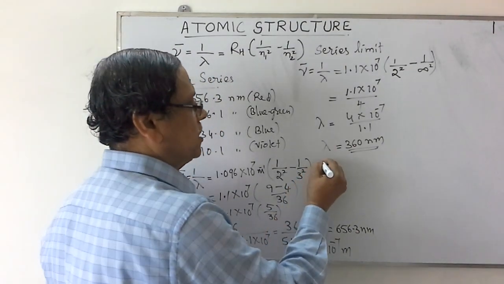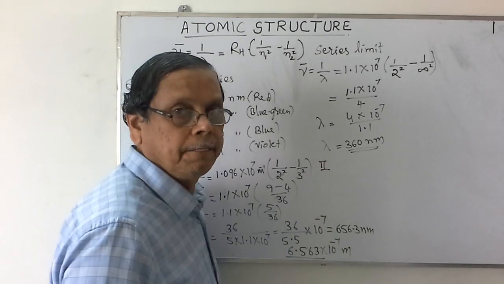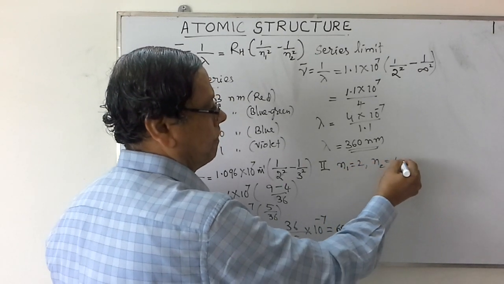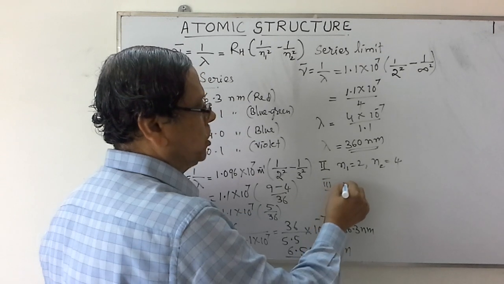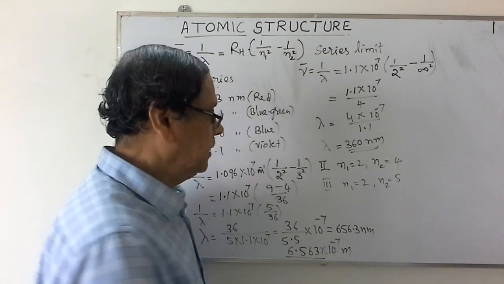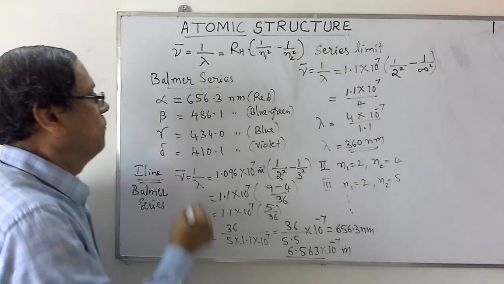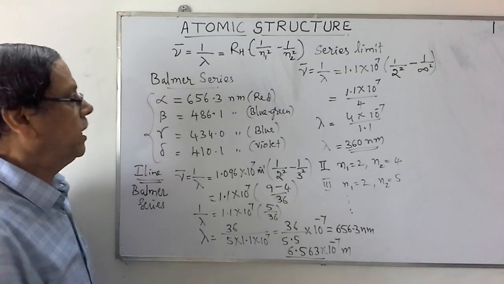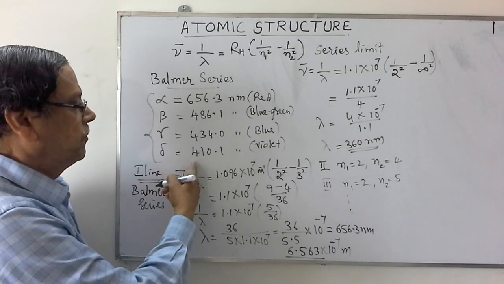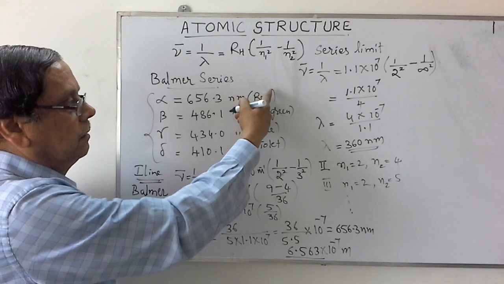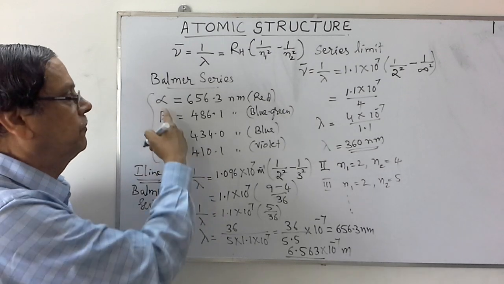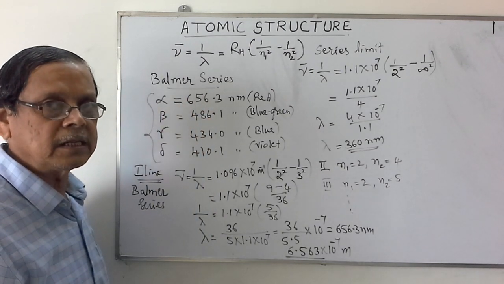Similarly, for the calculation of the wavelength of the second line in the Balmer series, you substitute n1 is equal to 2 and n2 is equal to 4. For the third line, you substitute n1 is equal to 2, n2 is equal to 5. Like that you can substitute and calculate the wavelengths for these first four lines. We have these values 656.3, 486.1, 434, 410 nanometer in the visible region. So this is about the calculation of the wavelengths or wave number for a particular line in the spectral series.